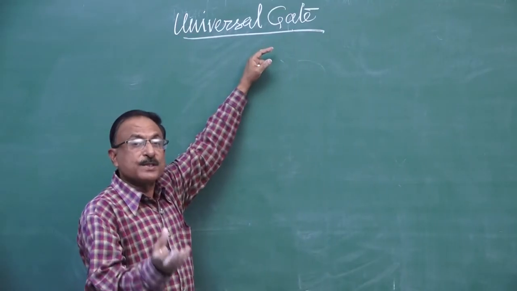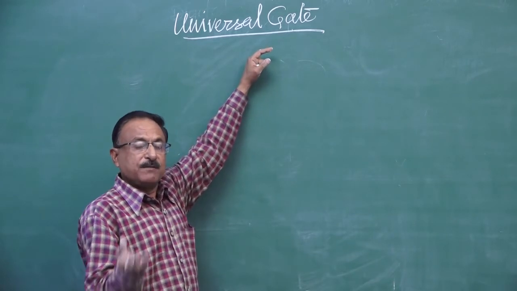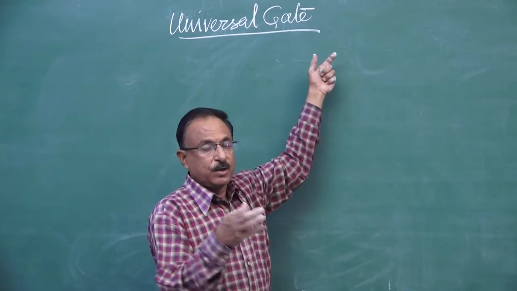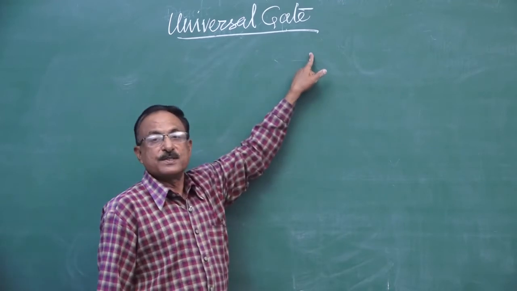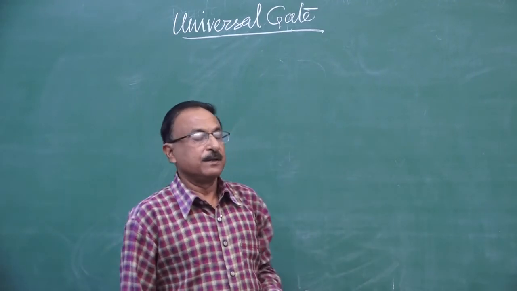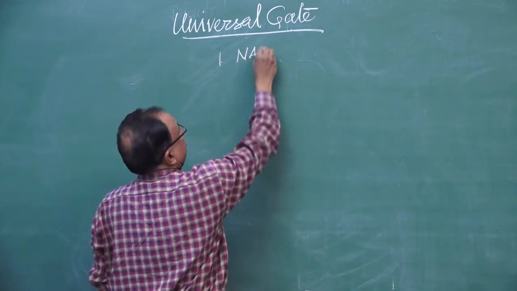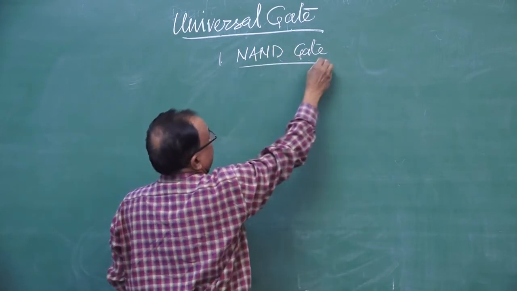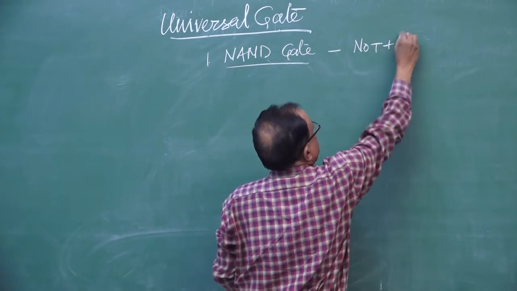Universal gates are those circuits by using which we can make all possible gates. If we can make an AND gate, a NOT gate, an OR gate, or any of the gates, then such a gate we call a universal gate. There are two universal gates. The first universal gate is the NAND gate. NAND gate is short form of NOT plus AND.